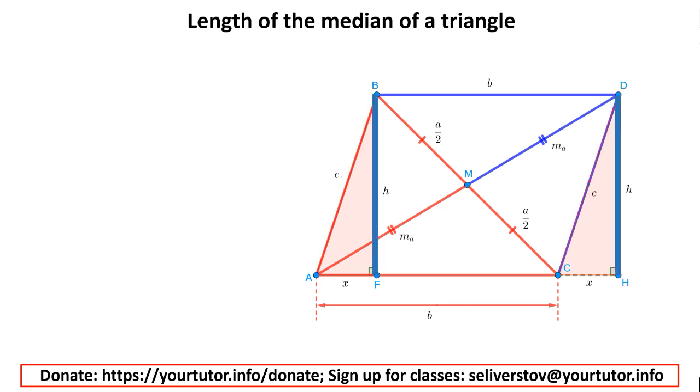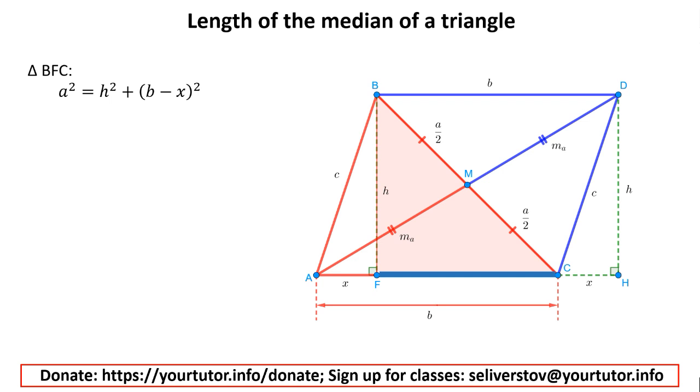Now let's consider right triangle BFC. Let's write the Pythagorean theorem for it. The hypotenuse BC squared, that is a squared, is equal to the leg BF squared, that is h squared, plus the leg FC squared, that is (b minus x) squared. Similarly, for right triangle ADH, we get that the hypotenuse AD squared, which is (2m_a) squared, which is equal to 4m_a squared, is equal to the leg DH squared, which is h squared, plus the leg AH squared, that is (b plus x) squared.